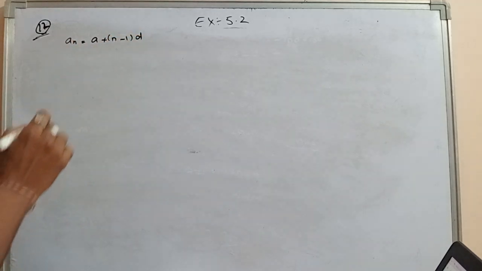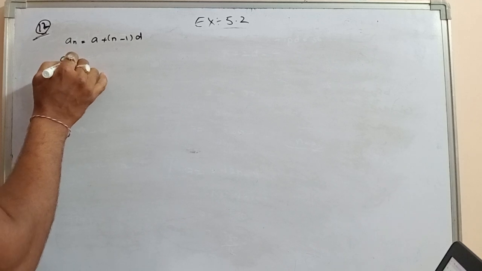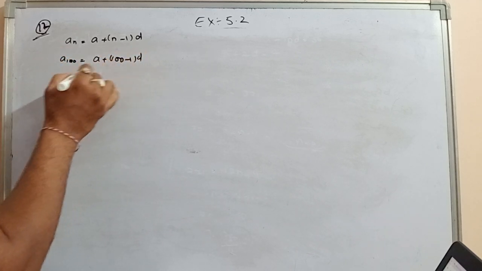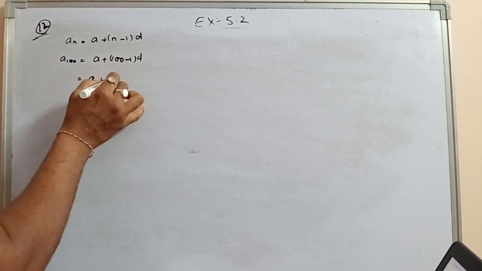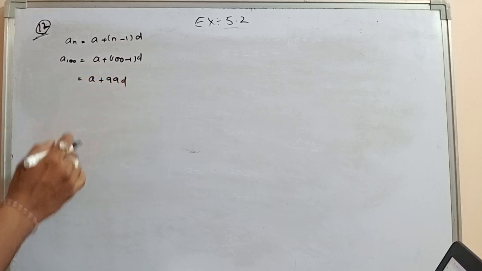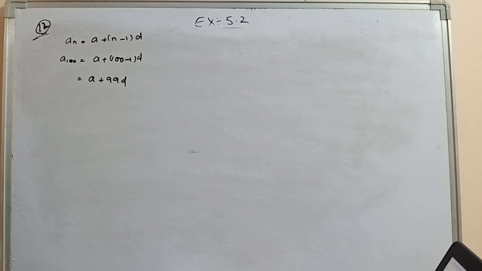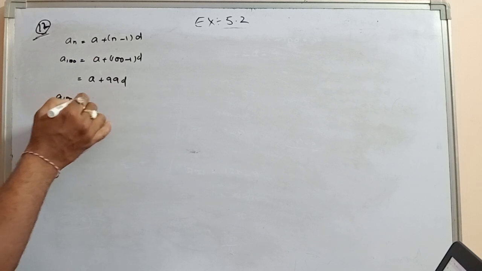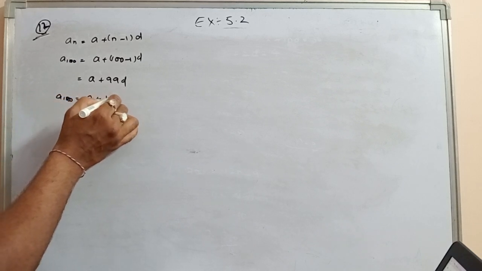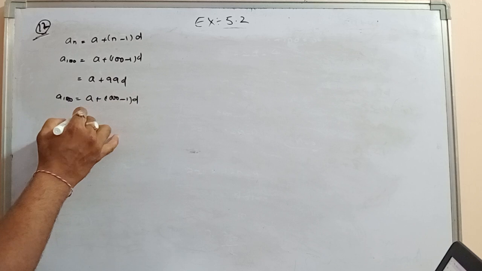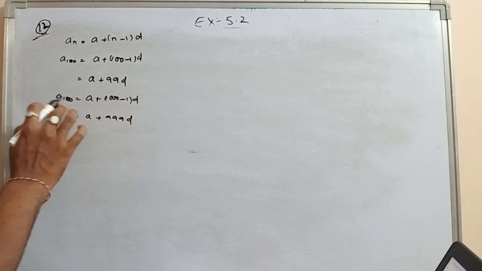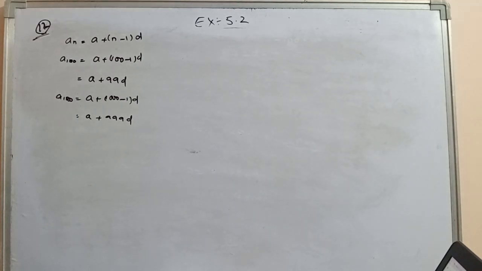So A100 is A plus 100 minus 1 into D, that is equal to A plus 99 into D. And the 1000th term, A1000, is equal to A plus 1000 minus 1 into D, A plus 999 into D. Okay, the A1000 term is A plus 999D.